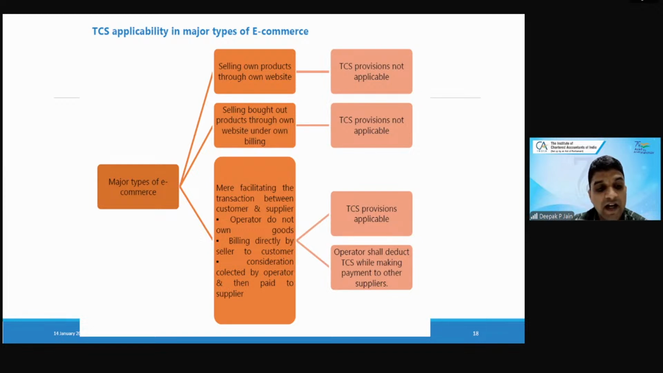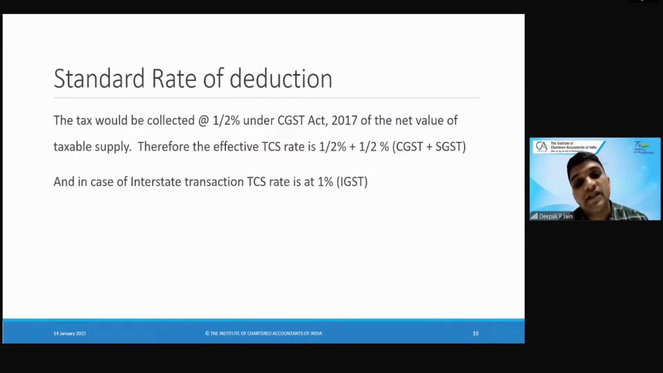Now, what is the standard rate of TCS? The standard rate of TCS is 0.5%. In TDS, it was 1%. In the case of e-commerce, it is 0.5%. That is, 0.5% CGST, 0.5% SGST, totally 1%. And when it is an interstate transaction, it will be 1% itself.